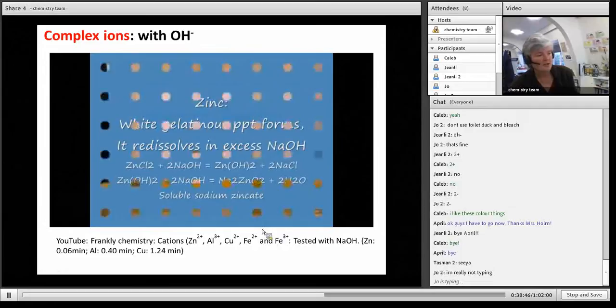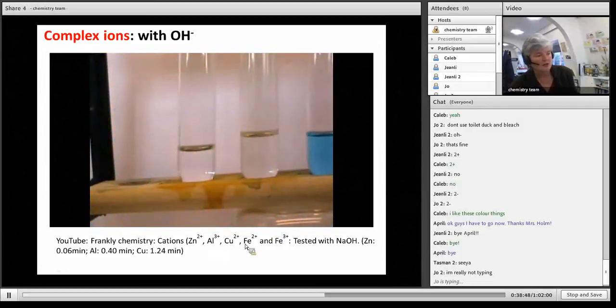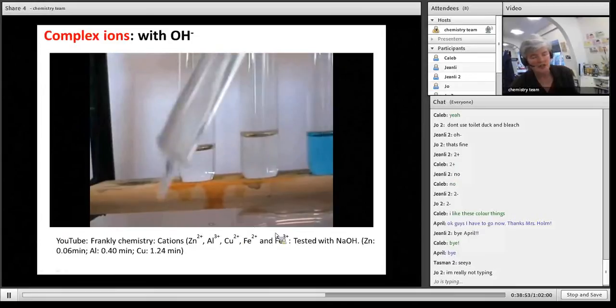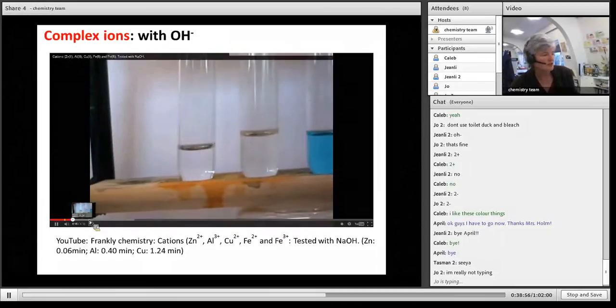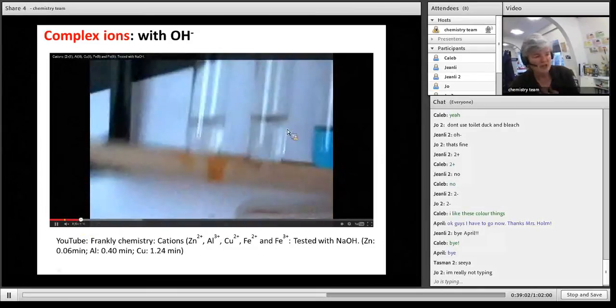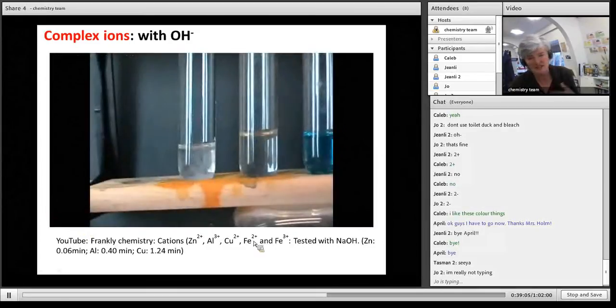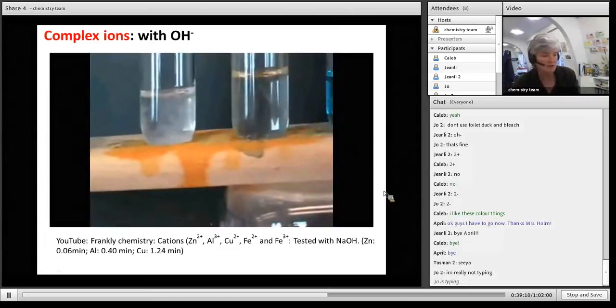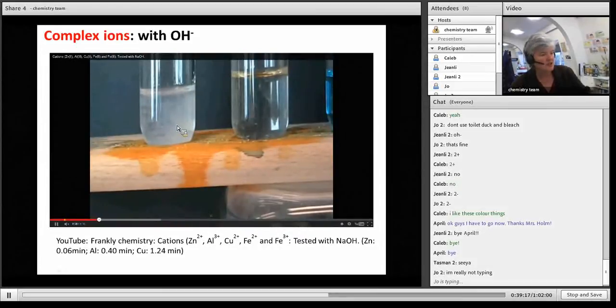You only have to know the zinc, aluminium, copper. You don't need the iron. Sorry, I'm just going to turn this volume down because I can hear it even if you can't. So have a look at that. But as I say, you don't need the Fe2+ or Fe3+. It's not in the standard. But if you want to know what happens, you're welcome. So you'll see there the zinc, it's a white precipitate, and as you add more hydroxide, it will dissolve.